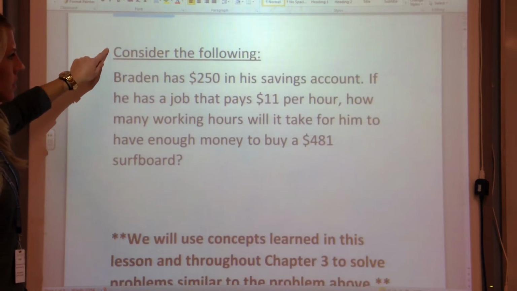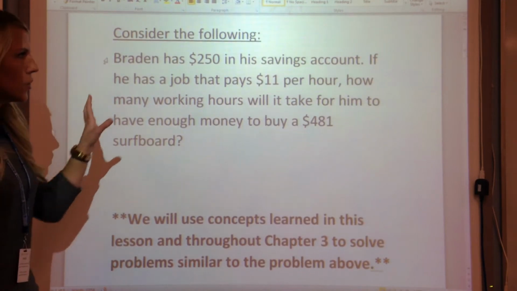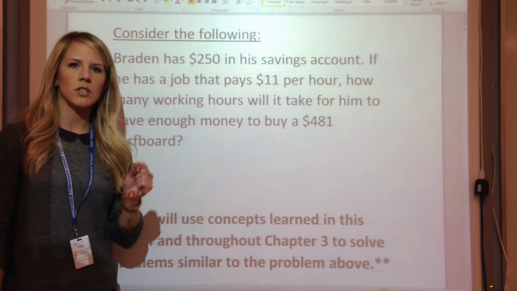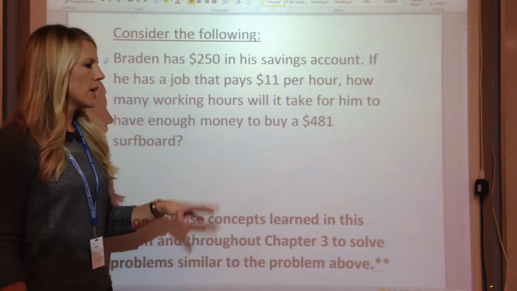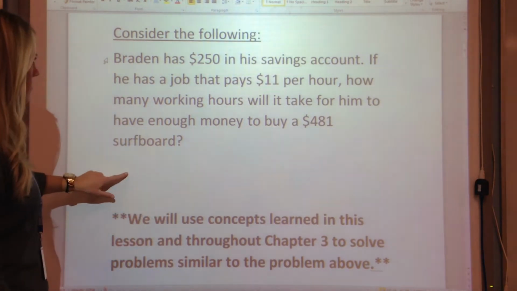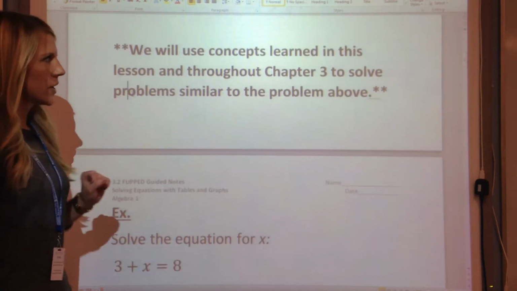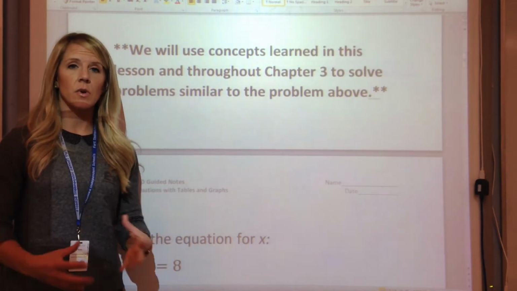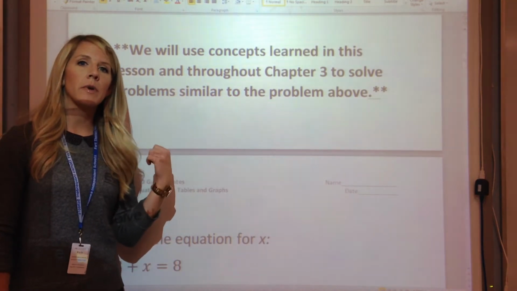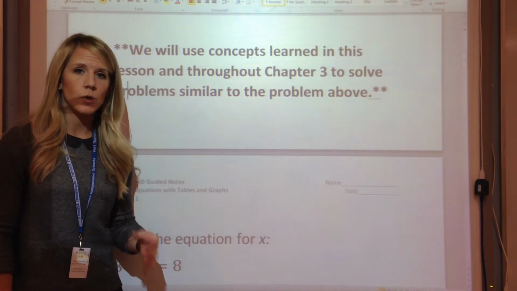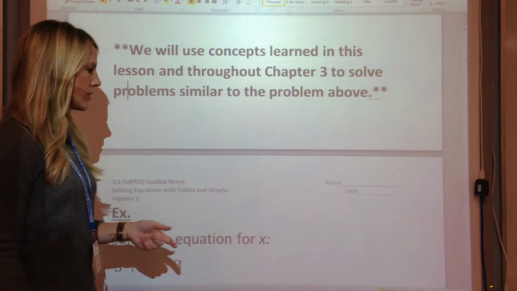Go ahead, read through this, pick out the key information, stop the video, and once you have done that, come on back. So concepts that we learned in this section as well as throughout chapter 3, we will be able to come back and solve problems like this, and we will be solving problems like this in tomorrow's class.